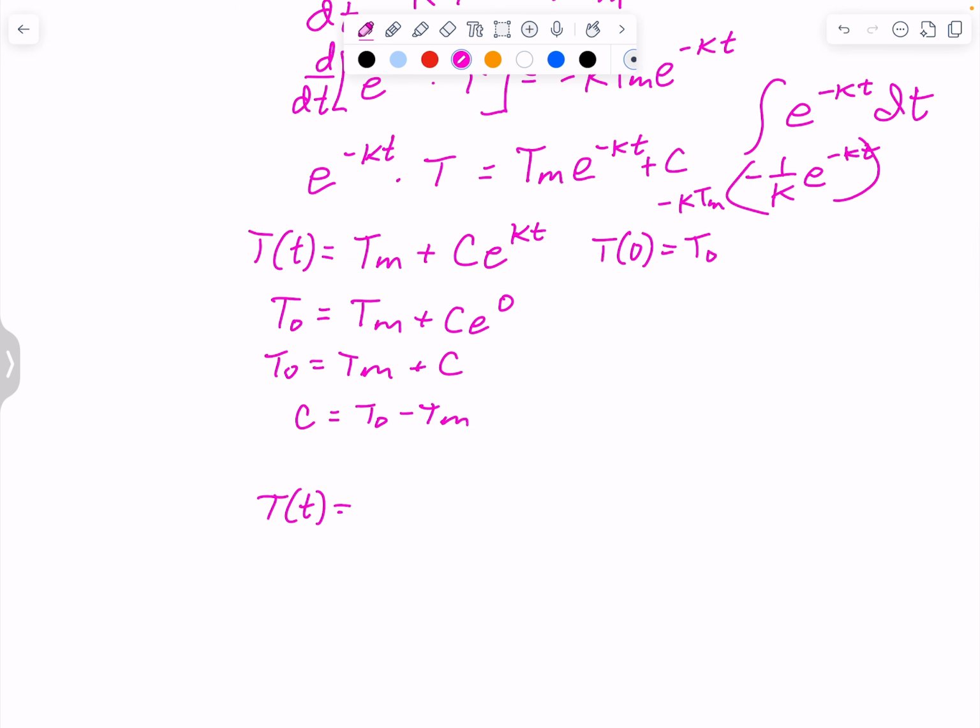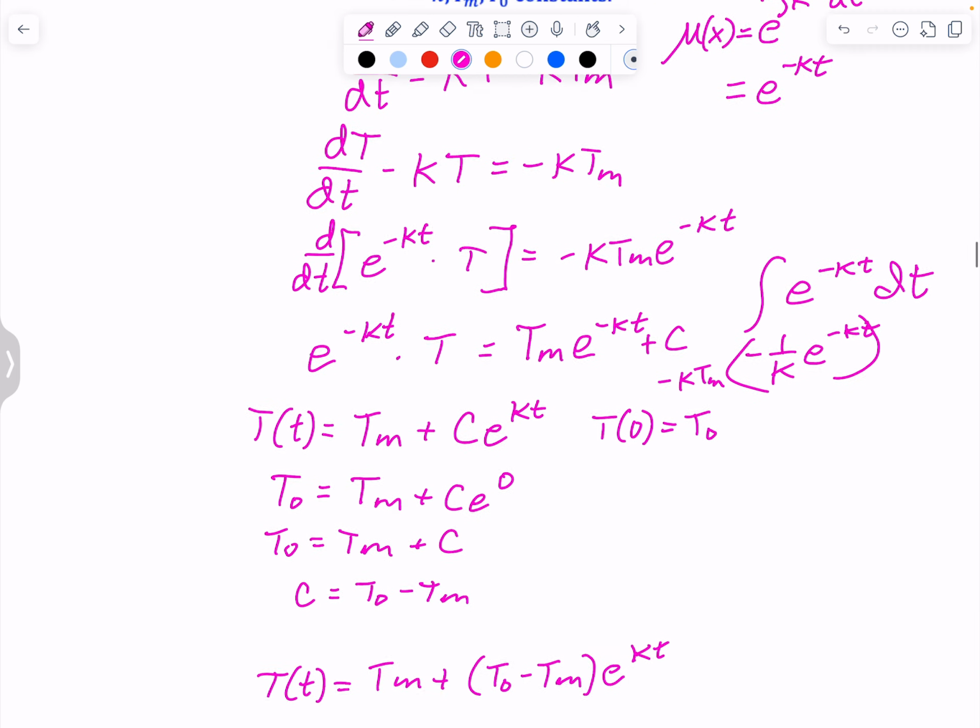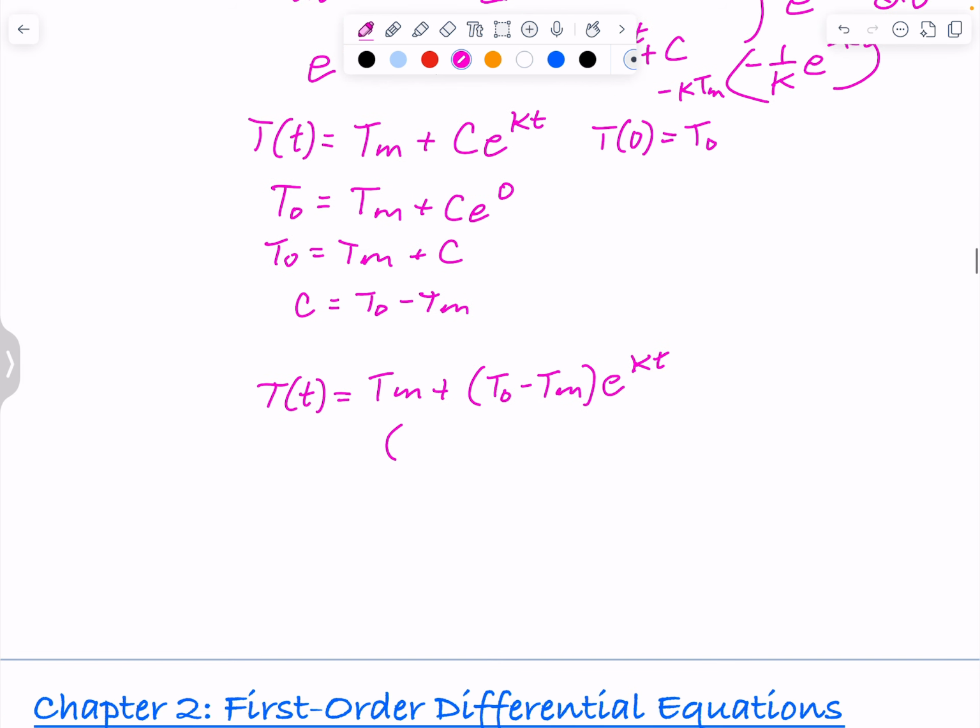So we're going to write it down. Tm plus, and I'm going to put this in parentheses, T naught minus tm. That's my c, equal e to the kt. This, I didn't divide again by anything that could create a 0. So it's defined across all real numbers. So there's my solution to the second one.